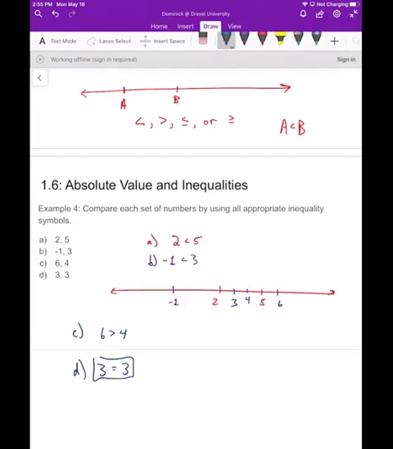And of course, if you wanted to, you could use less than or equal to, that's technically not wrong, or greater than or equal to, that's technically not wrong. But you usually want to be as specific as possible here.